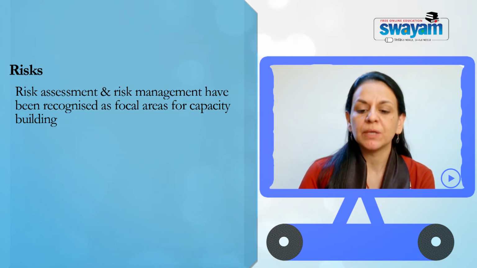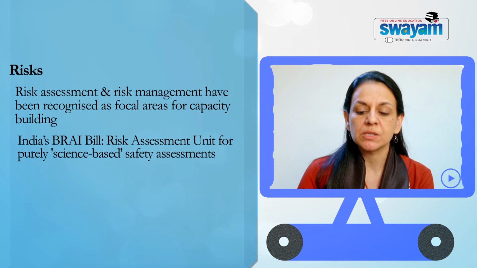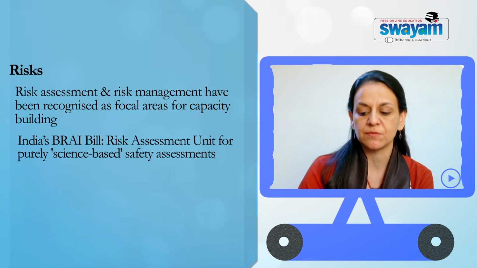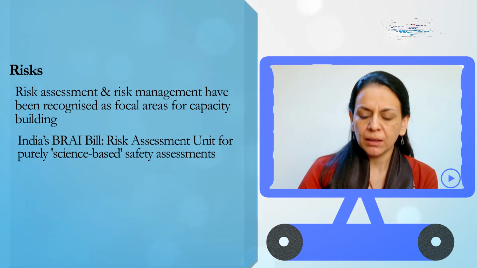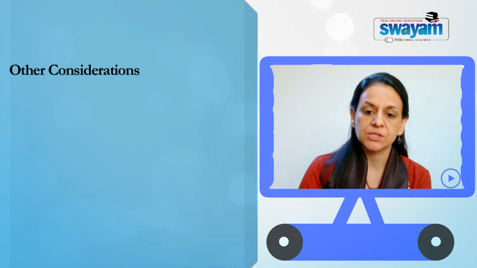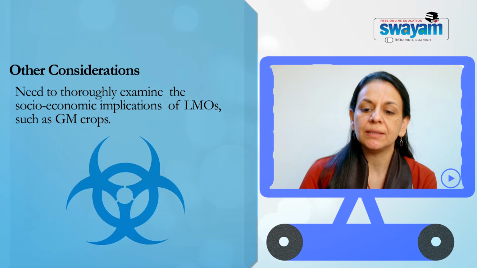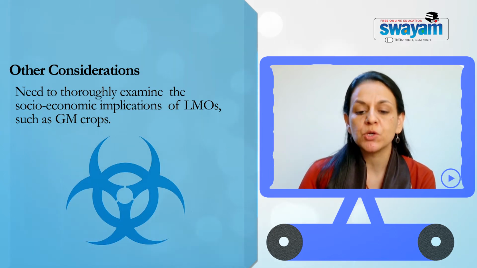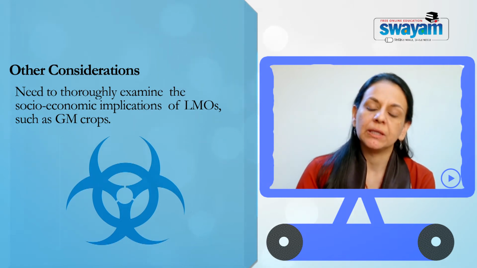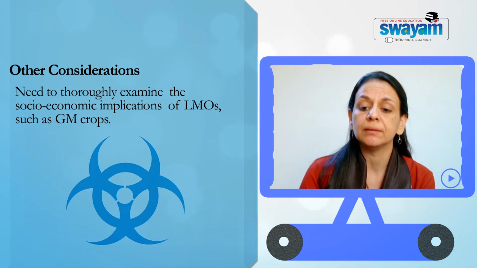In the law that is developing within India, which is the Biotechnology Regulatory Authority of India bill, there is a specific provision to set up a risk assessment unit for purely science-based safety assessments. But there are much larger public concerns beyond the science, which means other considerations need to be brought into the picture and thoroughly examine GMOs from the point of view of socio-economic implications. This is also a call being given by civil society as well as concerned scientists within the community itself that is developing GMOs.